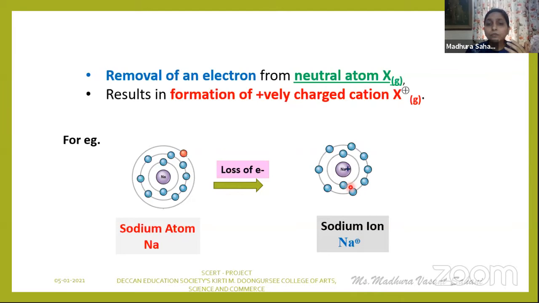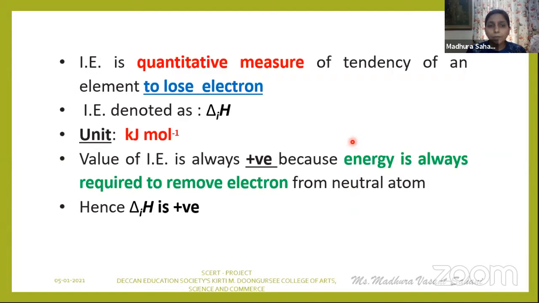So now let us learn two more things about the ionization enthalpy. Ionization enthalpy is a quantitative measure of the tendency of an element to lose an electron. It is symbolized by delta IH, and its unit is kilojoule per mole. Now, the key point is that ionization enthalpy is always positive, because obviously energy is required to remove the electron from the neutral atom, and hence ionization enthalpy, that is delta IH, is always positive.